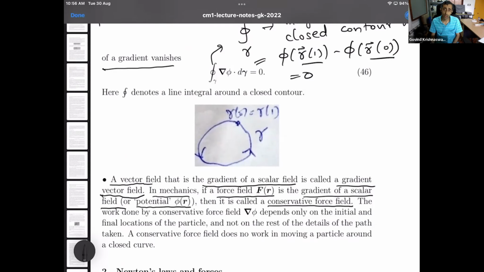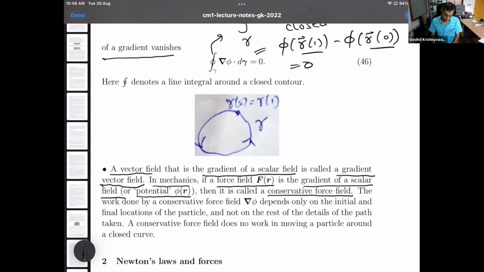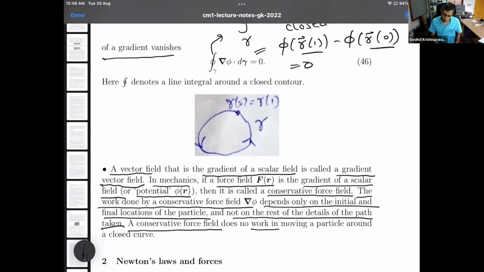As a consequence of the result I just discussed, the work done by a conservative force field in moving a particle along a curve depends only on the initial and final locations of the particle and not on the details of the rest of the path taken. In particular, a conservative force field does no work in moving a particle around a closed curve.